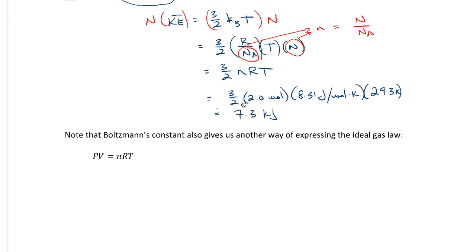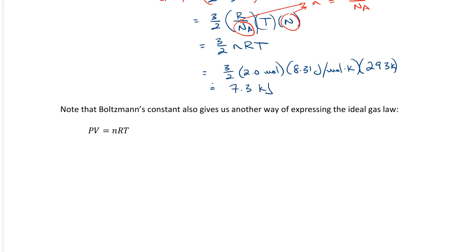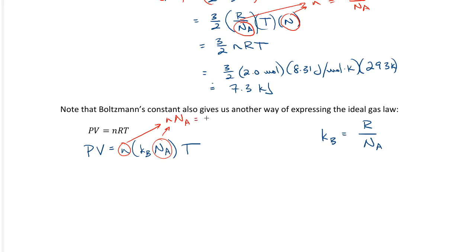And to finish up, let's just notice that Boltzmann's constant gives us another way of expressing the ideal gas law. If we start from PV is equal to nRT, remember that Boltzmann's constant is defined as the gas constant divided by Avogadro's number. So we can rewrite this as PV is equal to R, therefore, is equal to Boltzmann's constant multiplied by Avogadro's number, and then we still have the absolute temperature. Well, the number of moles multiplied by Avogadro's constant is just equal to the number of particles. I know it gets confusing when there's all of these n's.